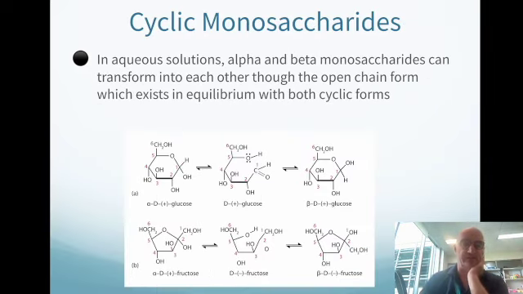We go to cyclic monosaccharides. Alpha D-glucose can isomerize into beta D-glucose. What's the difference? Again, the hydroxyl group is beneath the plane of the molecule in the alpha D-glucose, and it's above the plane of the molecule in the beta D-glucose. It's all about the orientation of the hydroxyl group. The same applies for fructose. Practice those. They could be on the exam this Friday.